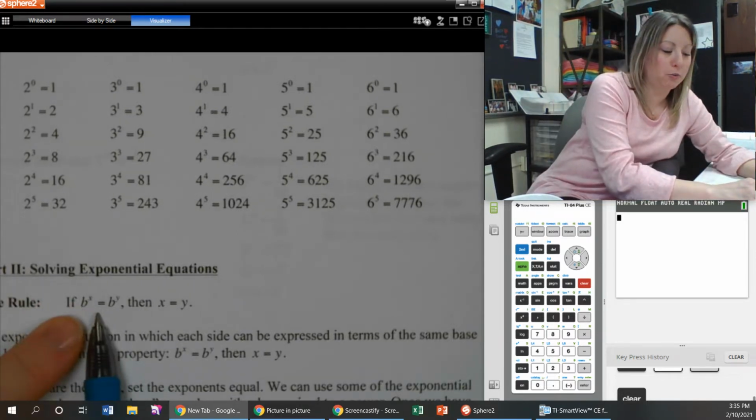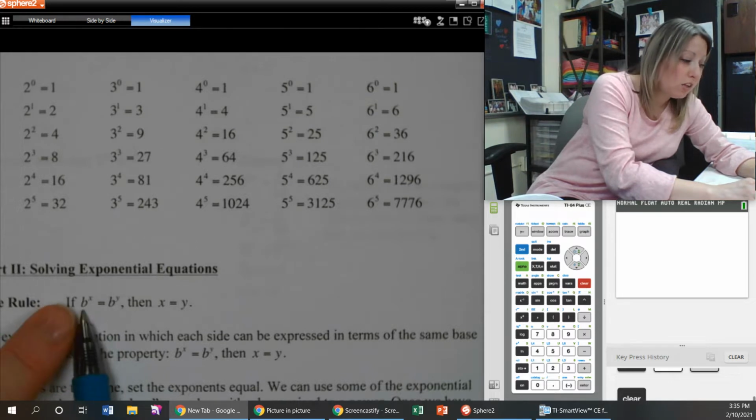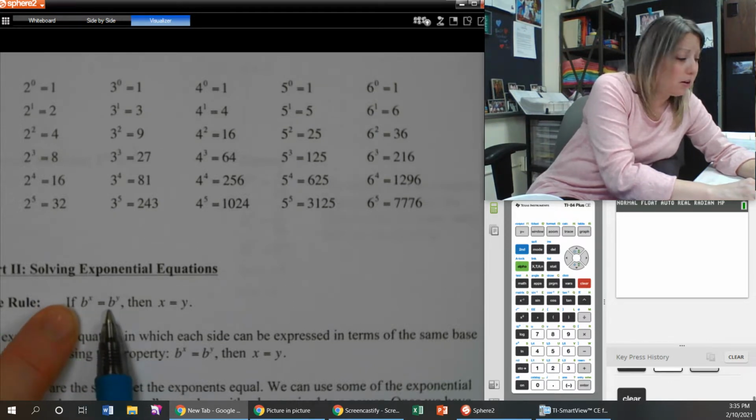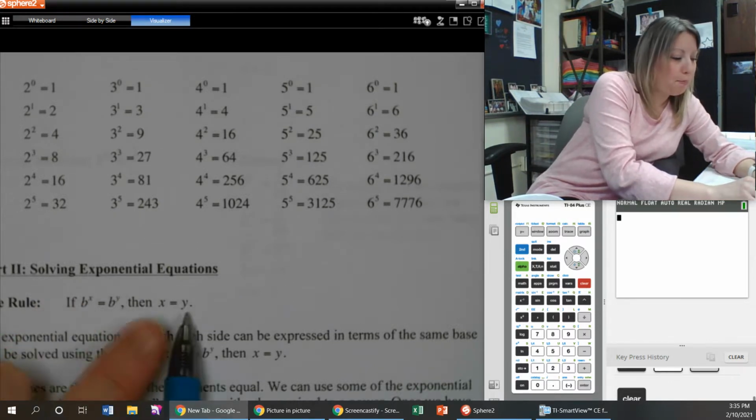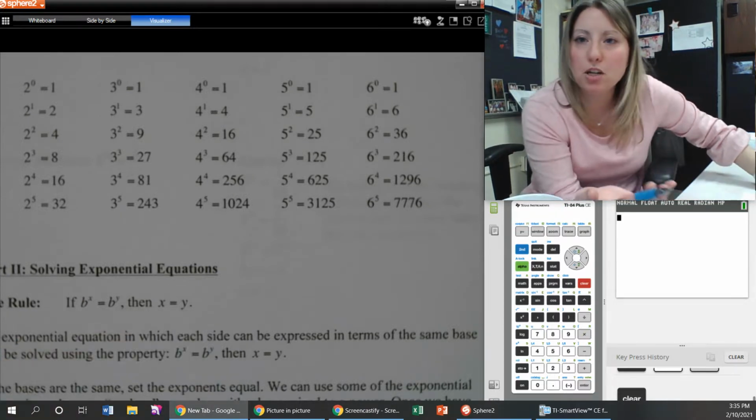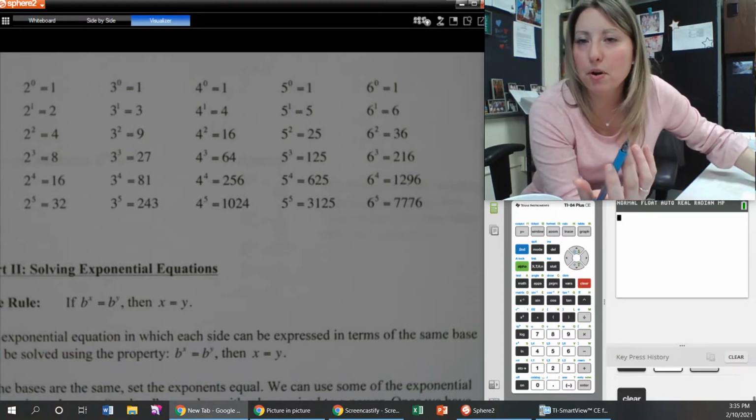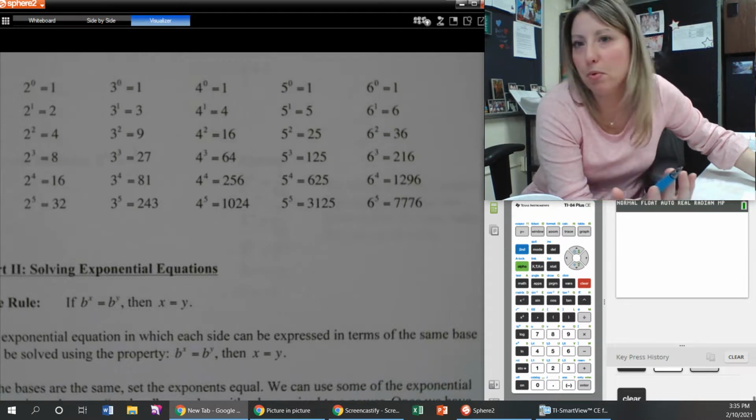So, the rule for solving exponential equations is that if you have the same base and they're being raised to powers, then the powers must actually be equal to each other. Which, doesn't that make perfect sense?